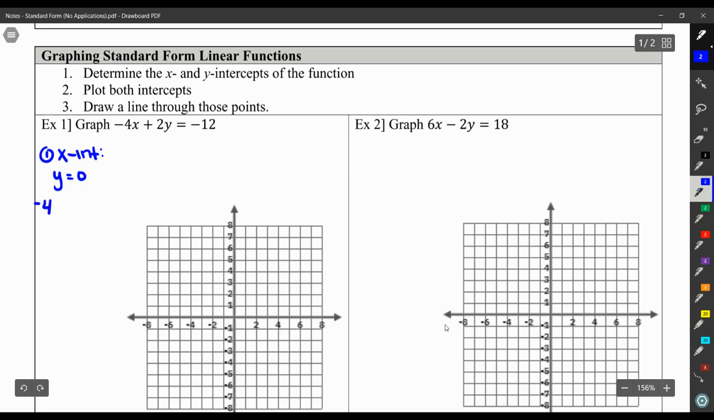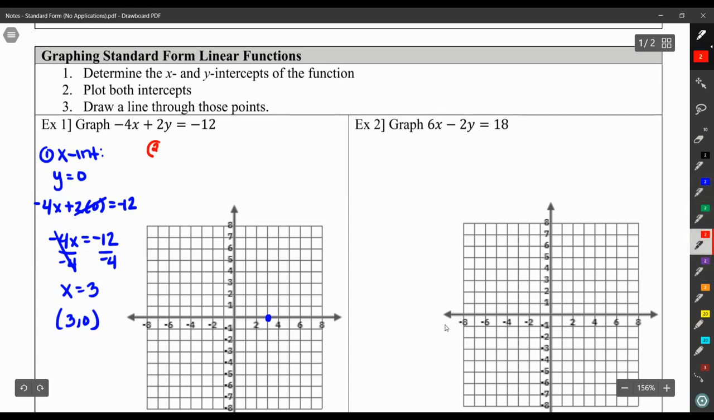So it's going to be -4x plus 2 times 0 equals -12, and we're solving for x. Well, 2 times 0 is 0, so all I really have is -4x equals -12. Then divide out the -4, and you get x equals 3. So the coordinate you are plotting is (3, 0). There's 1 point. I do need another one to create a line.